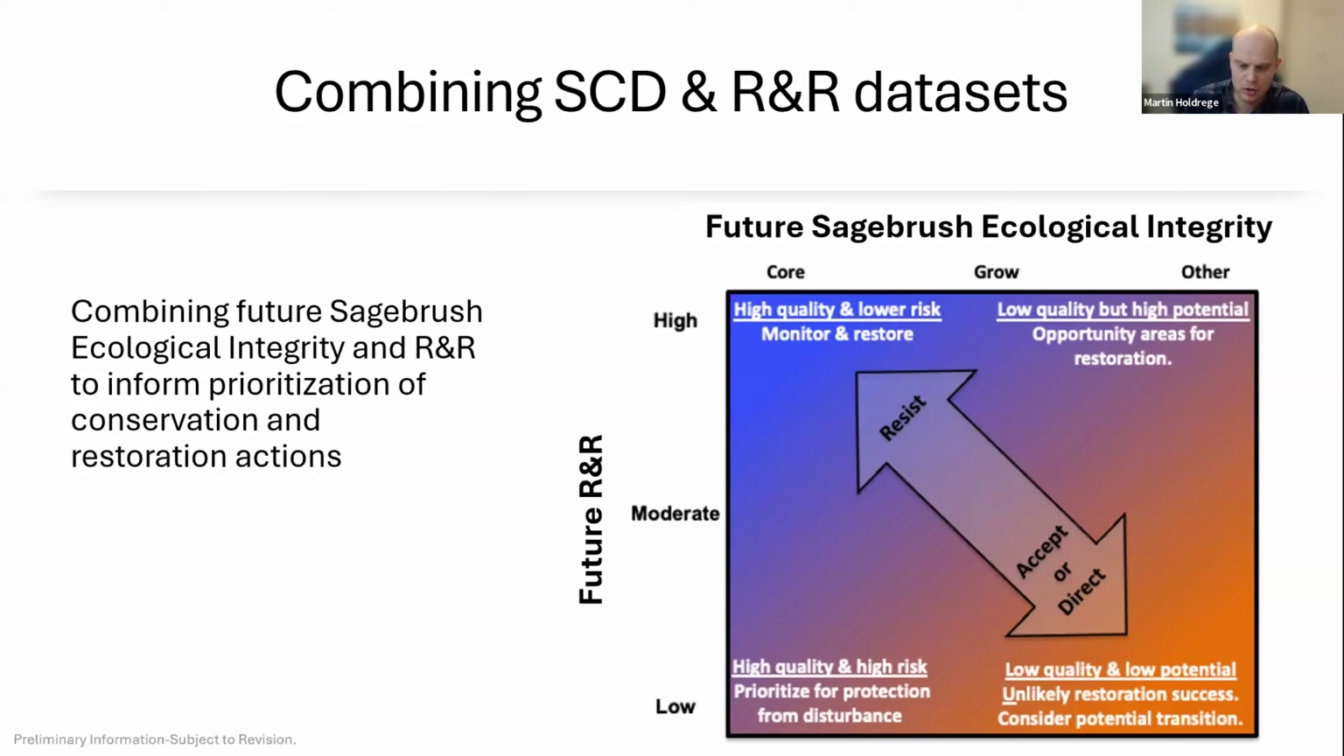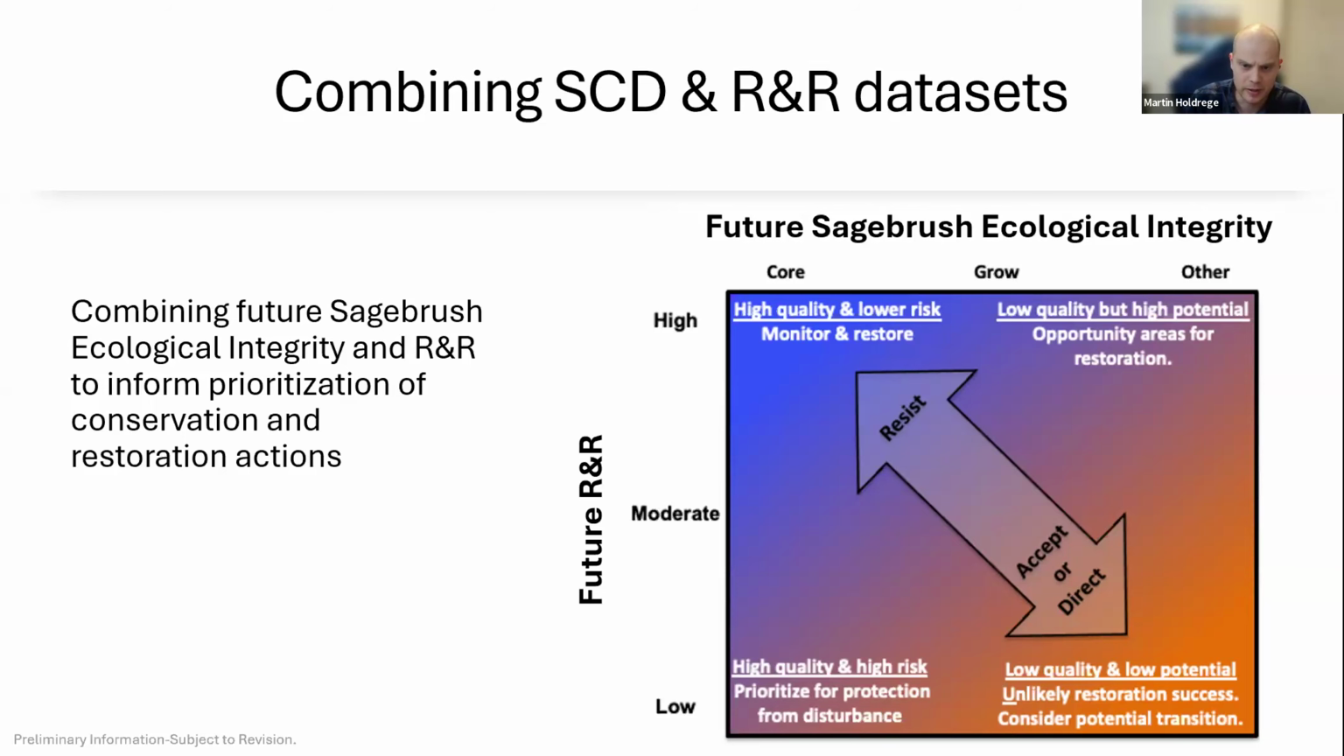The bottom right-hand corner might be an area that's currently degraded and likely to get hotter and drier, for example, in the future. So we may need to consider accepting or directing ecological change in a place like that. And then the bottom left is also a little different. That's a place that's maybe an intact ecosystem with important ecosystem components, perennials, sagebrush cover, but low resistance or resilience. So protecting a place like that from disturbance would be important, because if you lose it, you're not going to get it back easily.